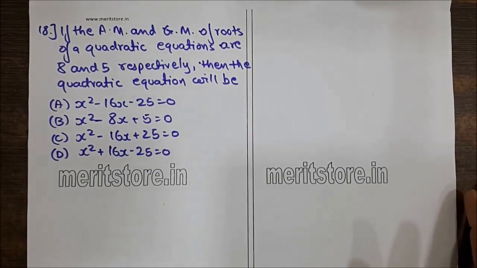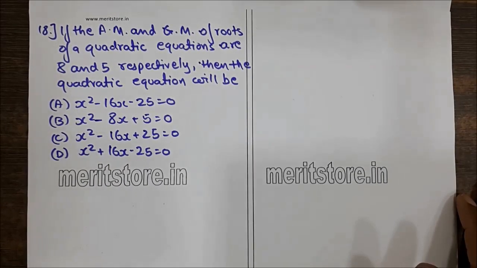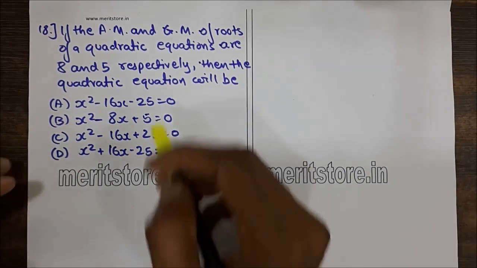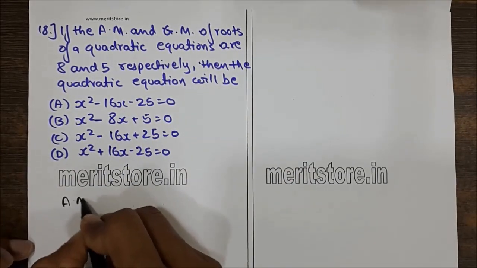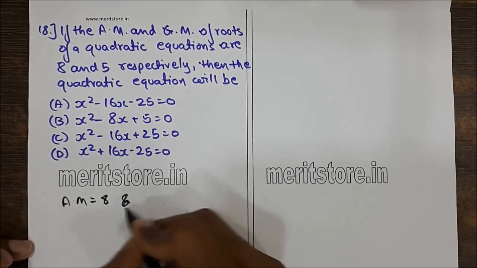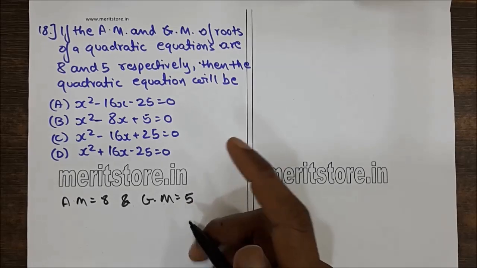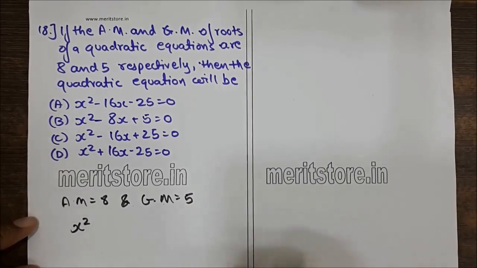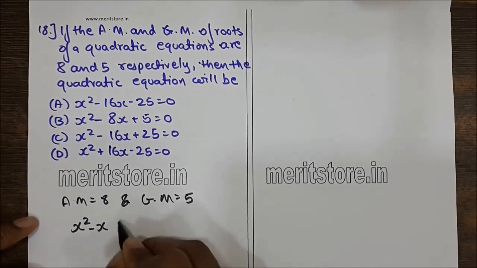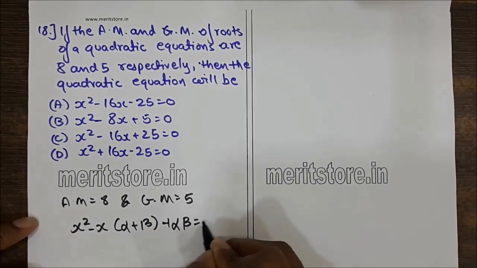Question 18. If the arithmetic mean and the geometric mean of the roots of a quadratic equation are 8 and 5 respectively, then the quadratic equation will be, we have four options given. Given that the arithmetic mean is equal to 8 and the geometric mean is equal to 5. If alpha and beta are the roots of the quadratic equation, then the quadratic equation is x square minus x times alpha plus beta plus alpha into beta equal to 0.